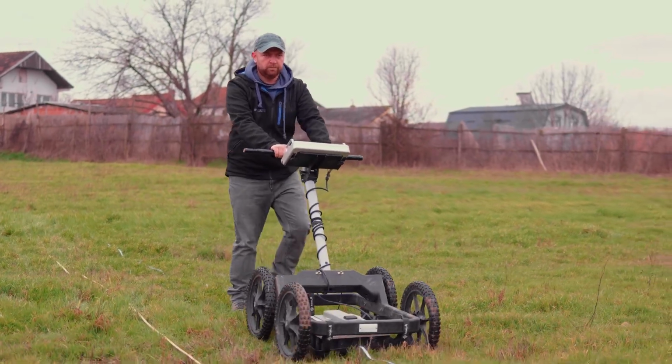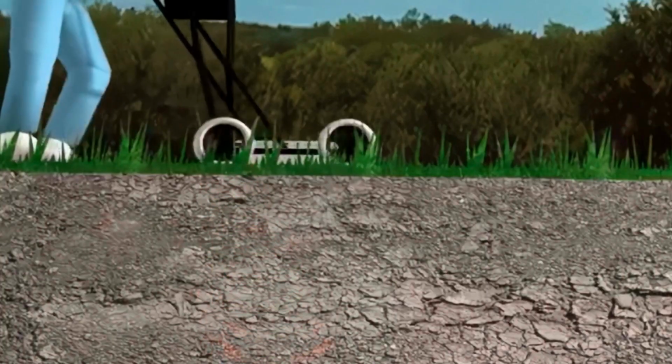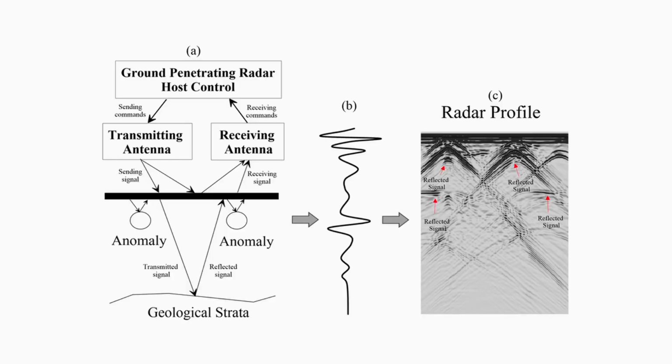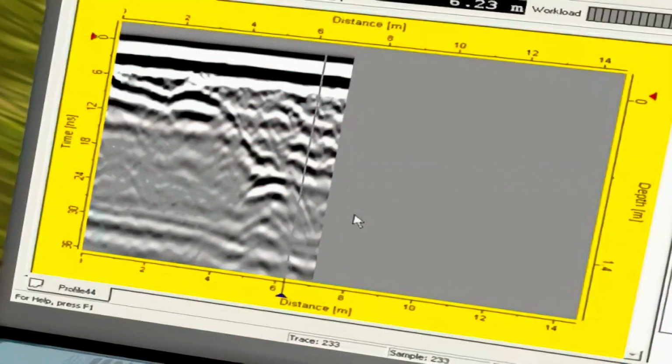Ground-penetrating radar works by transmitting short pulses of high-frequency electromagnetic energy into the ground through an antenna. As these waves travel downward, they encounter changes in material, such as soil layers, stones, walls, or buried objects. When this happens, part of the signal is reflected back to the surface, where it is captured and recorded.